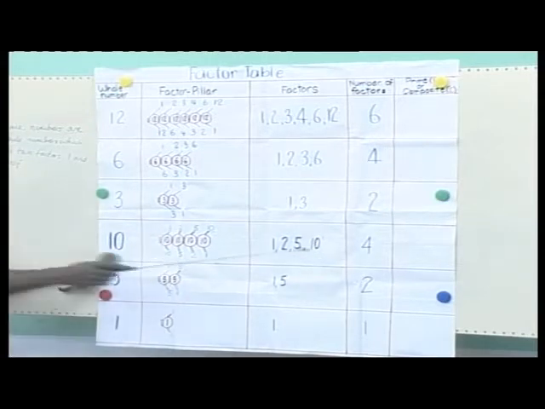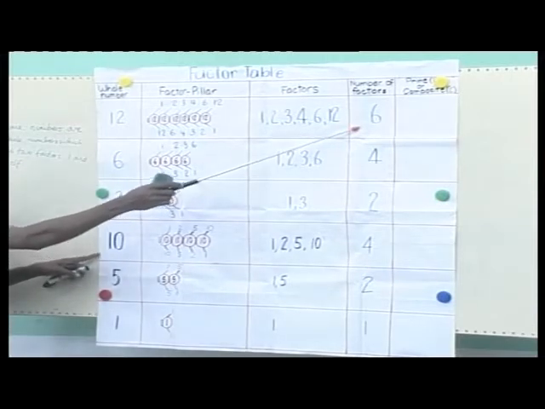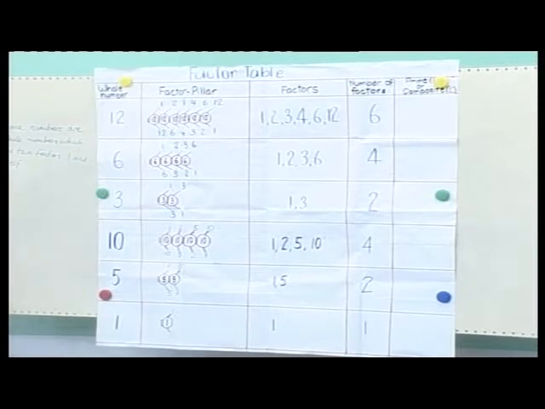10 has how many factors? 4. So it is more than 2. 12 has more than 2 factors. So it is one of those numbers which have more than 2 factors. Any more? Yes, let's have our friend here.